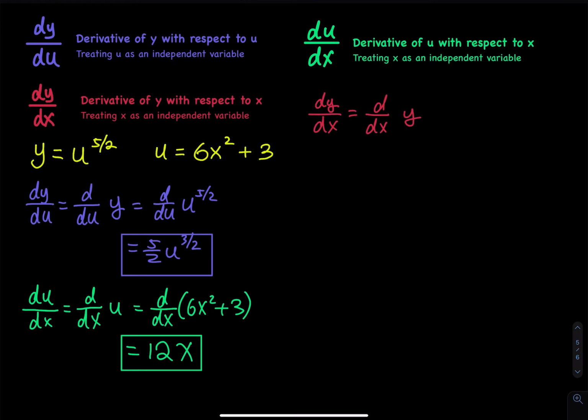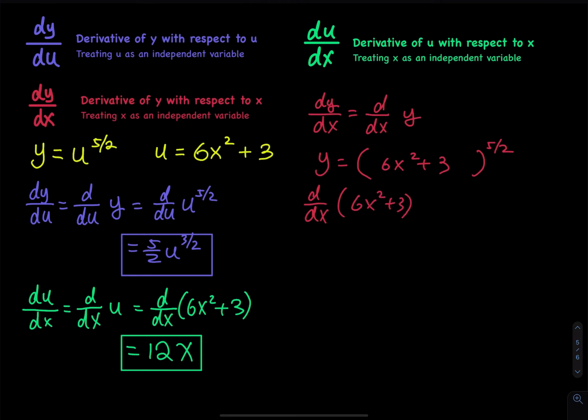So the first way to do it is, do you see that u is also equal to some x? So u is in x. That means you can just plug in the entire u. So plug the 6x squared plus 3 into the u. So you have 6x squared plus 3 raised to the 5/2 power. So y is equal to u raised to the 5/2, and u is equal to some x, so you put that inside the parentheses. Now you can take the derivative of y with respect to x.